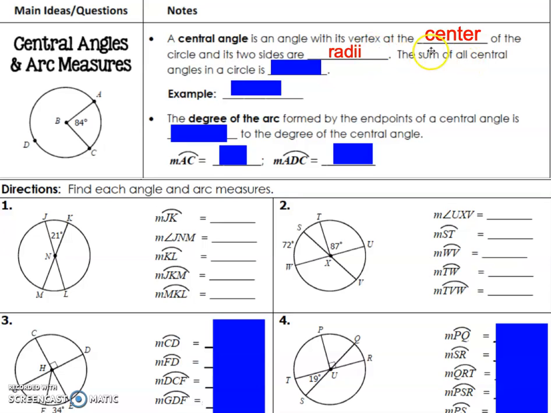Alright, if you remember the sum of all angles in a circle, basically a circle is always going to add up to 360 degrees. So the measure of this entire circle has to total 360. Okay, so an example of a central angle over here would be angle ABC.